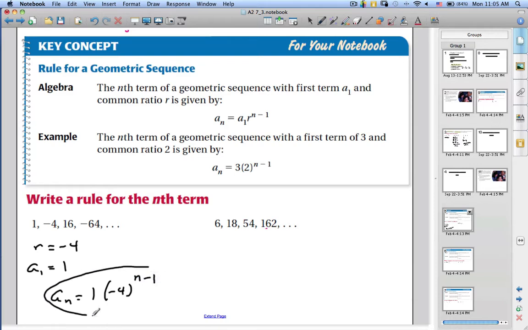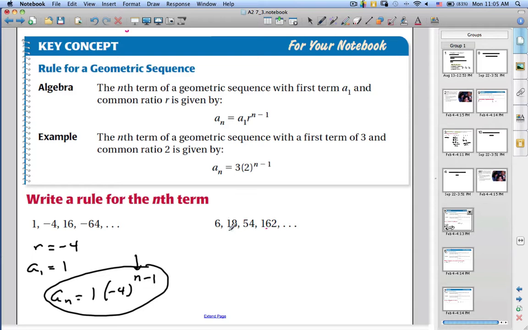That's the rule. Now remember, I will never be able to multiply a sub 1 times my common ratio because I have a variable in my exponent. I would have to do the exponent before I can multiply. Order of operations tells me so.